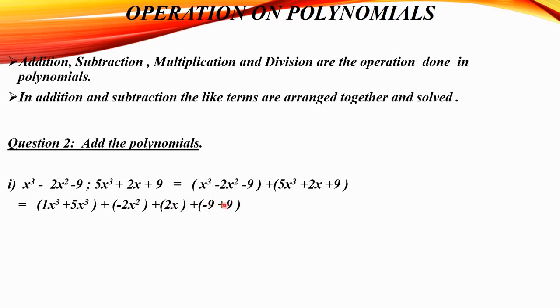Now we will be writing this in the decreasing order of the variables. So after solving, we will get (1 plus 5) in bracket and the variable x cube will be written outside, minus 2x square because we don't have any other like terms along with this, plus 2x, and calculating minus 9 and plus 9 we get 0. So our answer is 6x cube minus 2x square plus 2x.